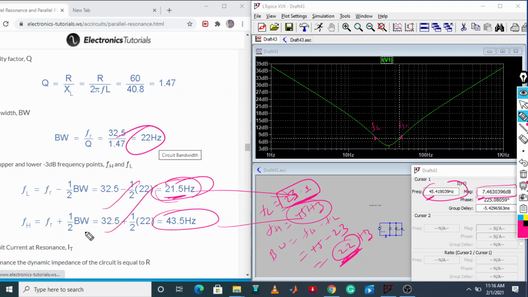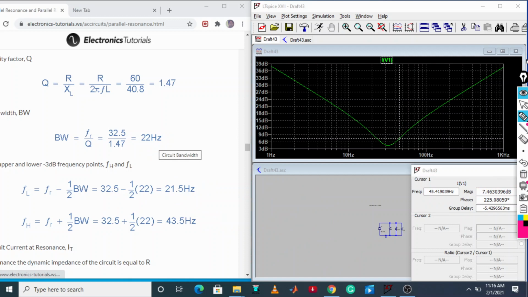Now we need to find the current. Before finding that current, let me delete all this. Now let me cut.